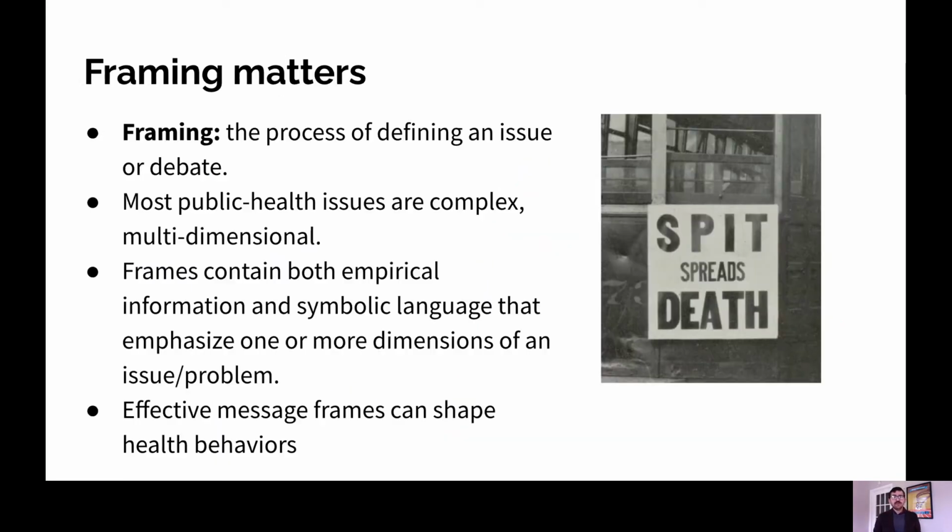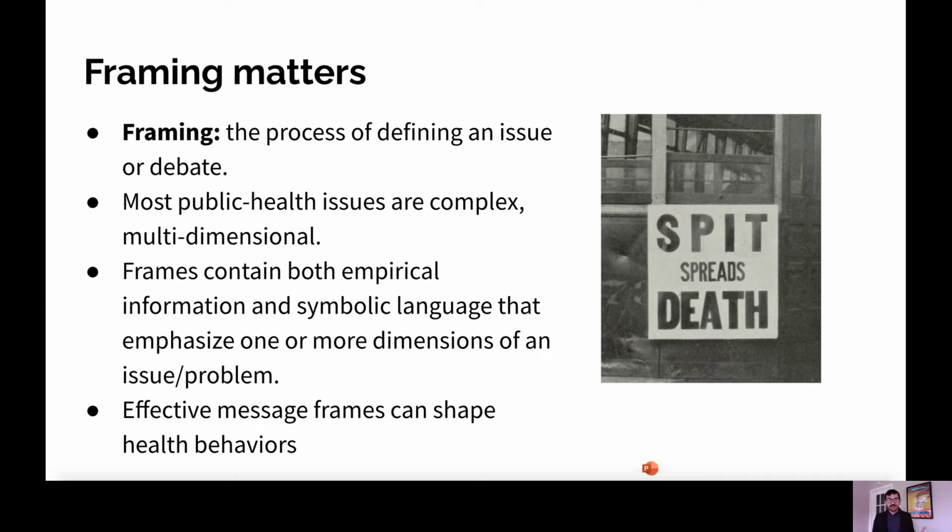And ultimately, one thing that we're going to talk about as being especially important here, one of the most important things that we do when we communicate about risk is framing, right? And when we talk about framing, what we mean is just the process of defining an issue or debate, right? So if you think about any issue related to public health, you're going to see most public health issues are complex, right?